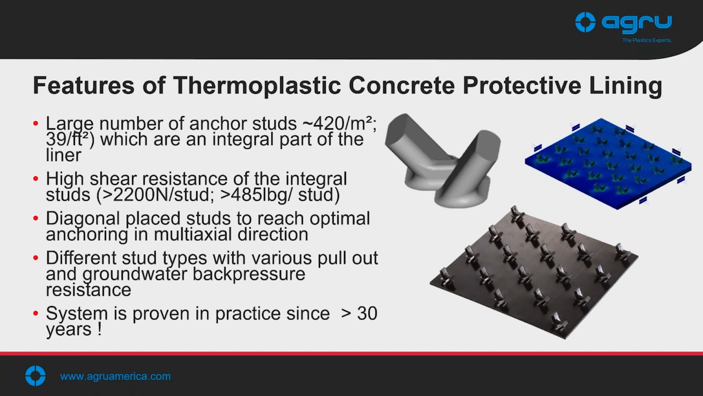So when we extrude the sheet, the anchors are cast at the point of extrusion, when it comes out of the die, through a calendaring process. So it's not that the anchors are added later. So this integral process allows us to have a very high shear resistance, or very strong adhesion of these anchors to the host sheet, since they are integrally part of it. We have several different anchor types or stud types that have varying pullout resistance. And as I said, we've had this system in effect for 30 years.